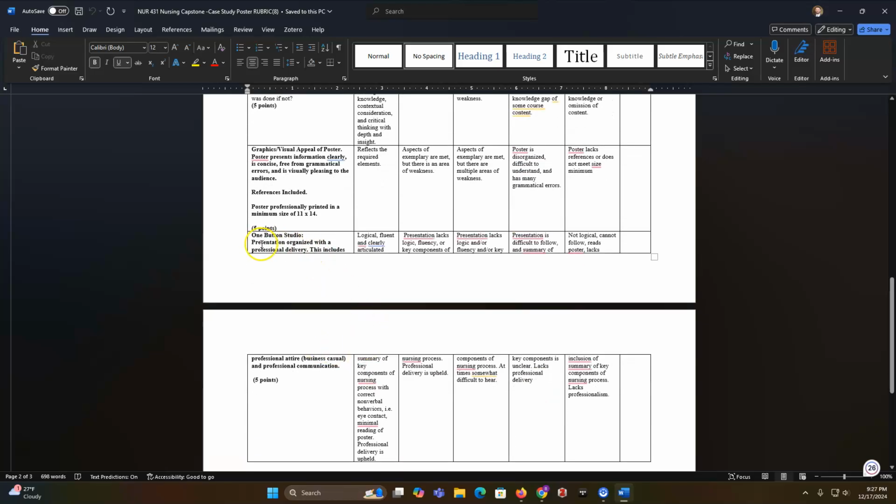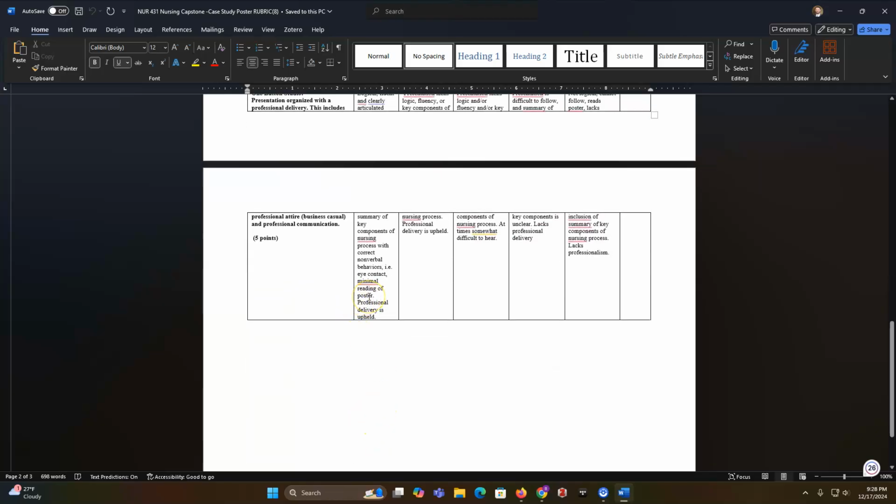One Button Studio, this is an option for you, but this does not have to be what you utilize. So we want you to be speaking logically, fluently, clearly. You may use One Button Studio over in the library, but you do not have to. But all these things will apply. Was it clearly articulated? Did you utilize the nursing process? During your presentation, how was your manner? How were your nonverbals? Were you acting confident? Were you dressed appropriately? Were you able to talk about your patient and not just simply read from your poster?